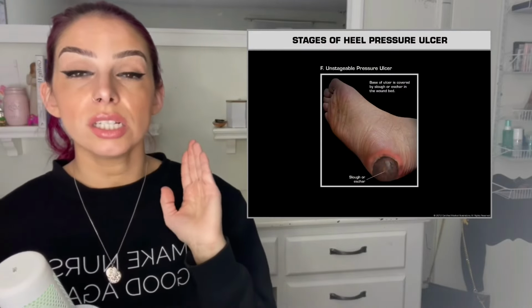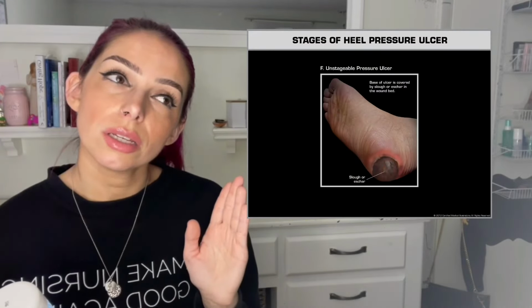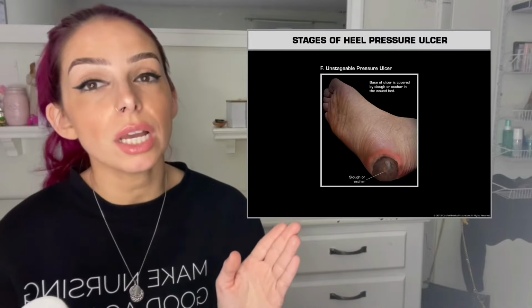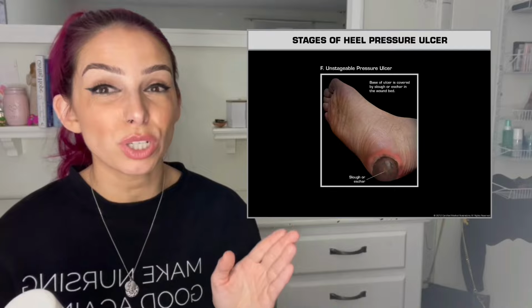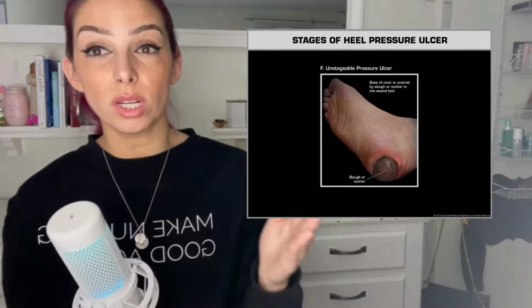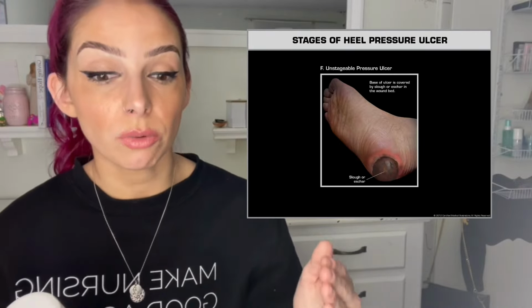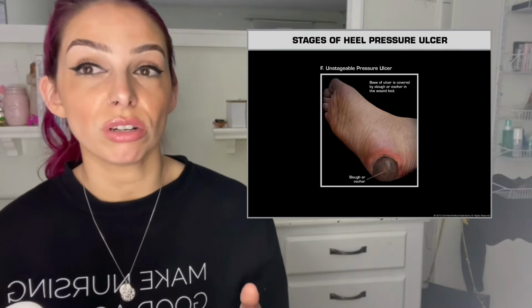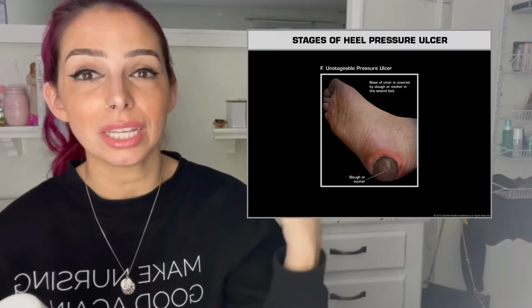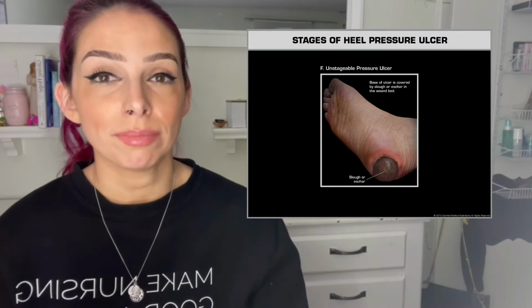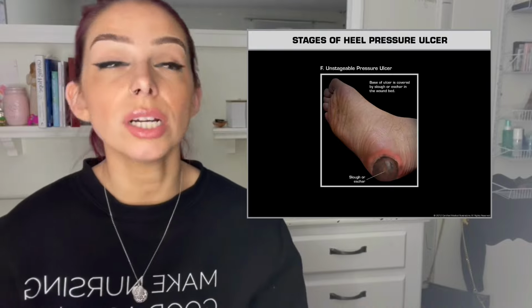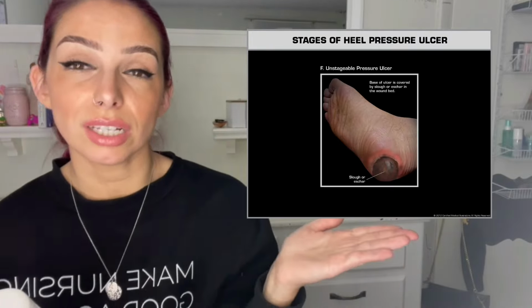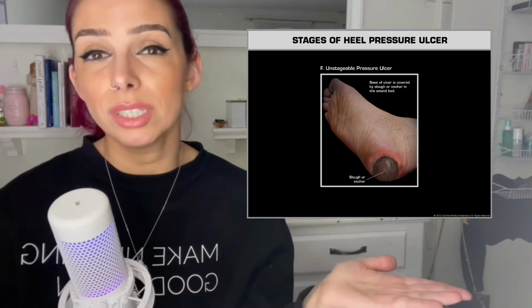Moving on to the unstageable. So yeah, you're thinking unstageable, like how do you not know? Well, it's because the actual wound is obscured by eschar. So we don't know what's under it. A large portion of how we determine what stage a pressure ulcer is, is by what tissues are exposed. It's almost like peeling an apple, right? Maybe it's a potato or an onion. Onions have more layers. Maybe it's like an onion. We have eschar that is blocking our view. We can't tell what's underneath the eschar.